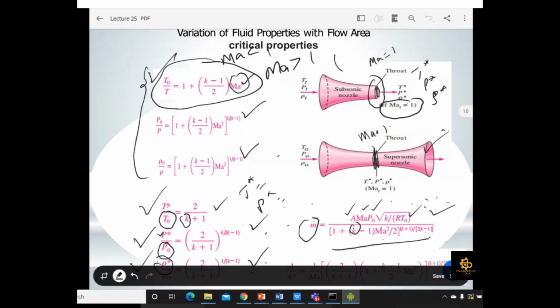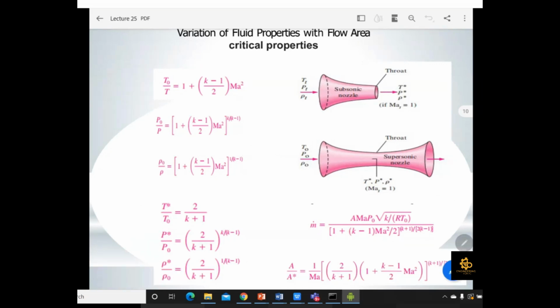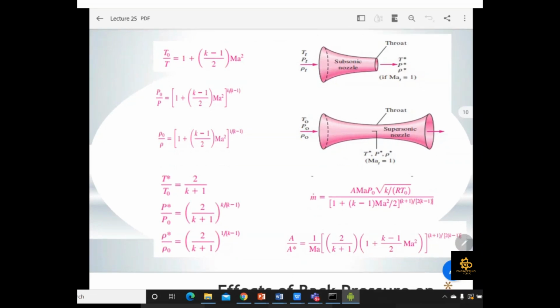For example, if the problem statement mentions that you have to find the maximum flow rate, it means we are talking about the flow rate at the critical point, where you have to find all the critical properties, that is temperature, pressure, and density. We will also try to derive these equations. And then another important equation is the last equation.